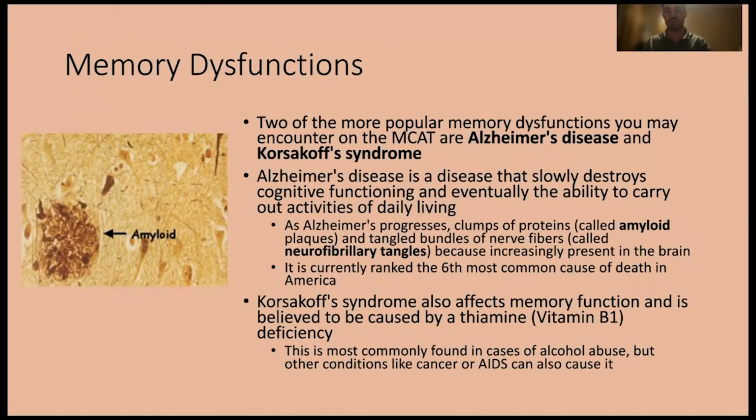So Alzheimer's is actually currently ranked the 6th most common cause of death in America, and it can honestly be even more. But in terms of the scope of the MCAT, that's pretty much what we're talking about when we're talking about Alzheimer's disease. Just that one of the main symptoms of it is usually some type of dementia. It is a debilitating disease. It stops cognitive functioning. It stops your ability to carry out activities of daily living.